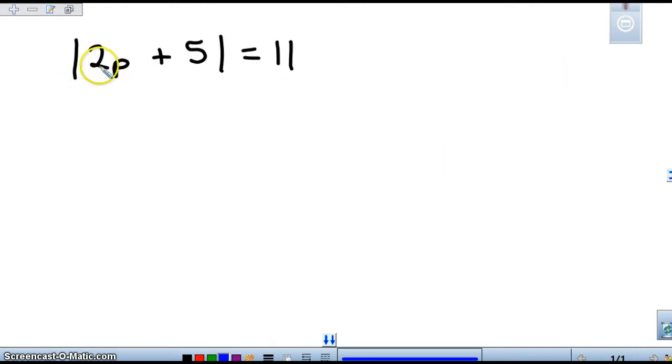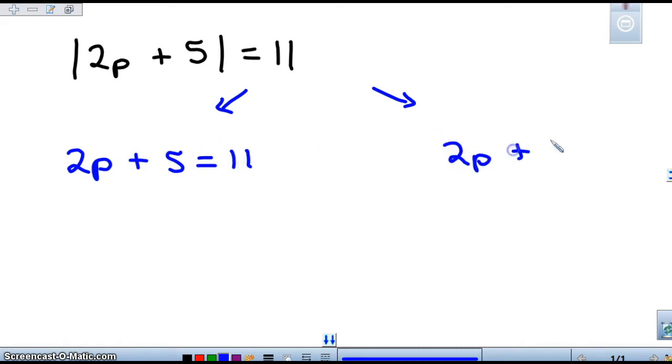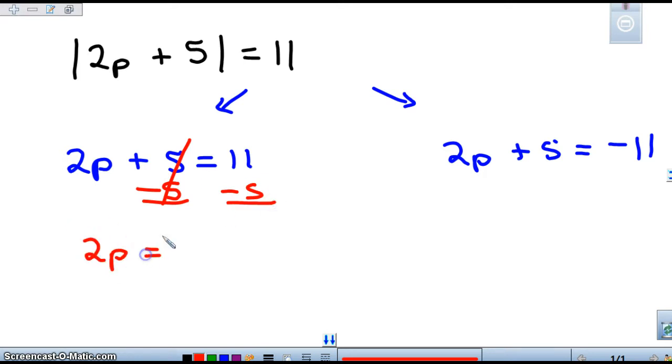If we have to solve the absolute value of 2 times p plus 5 equals 11, we have to begin by writing two separate equations. So we're going to write 2p plus 5 equals 11 and 2p plus 5 equals negative 11. We're going to solve each of these equations. Subtract 5 from one side, subtract 5 from the other, divide by 2, divide by 2. p can be equal to 3.